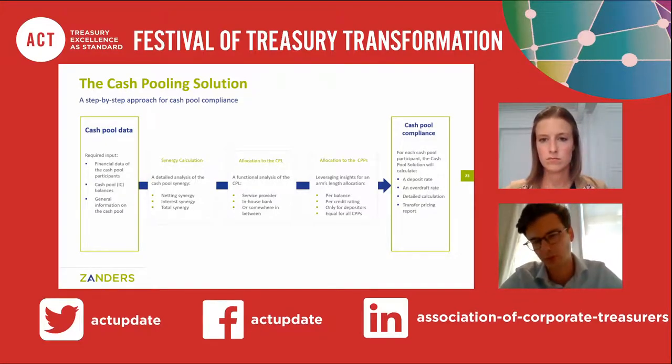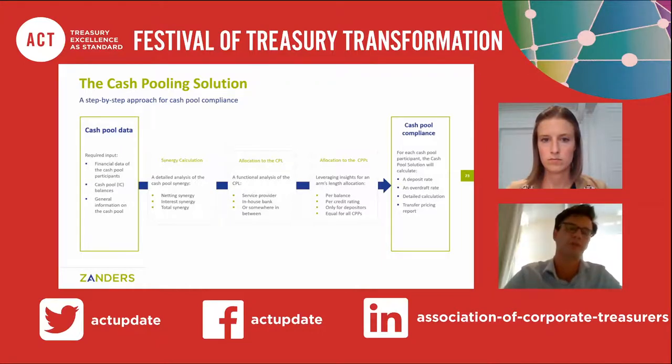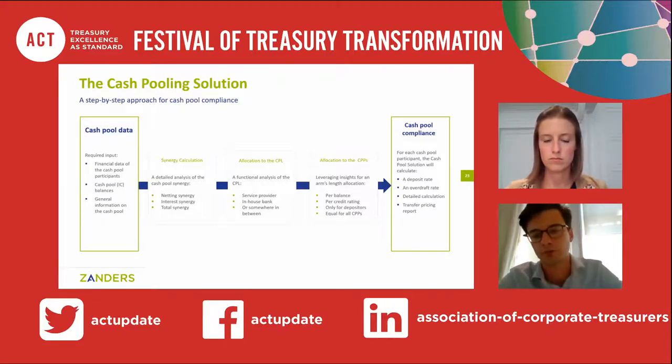Second step is then to allocate that towards the cash pool leader, depending on the functional analysis of the cash pool leader. And here the differences between the different types of cash pools kick in. If you have a notional pool, then it's very likely that your pool leader will be a service provider, since a lot of the functions are actually already performed by the bank. And it's the opposite way around for in-house bank structures, for example.